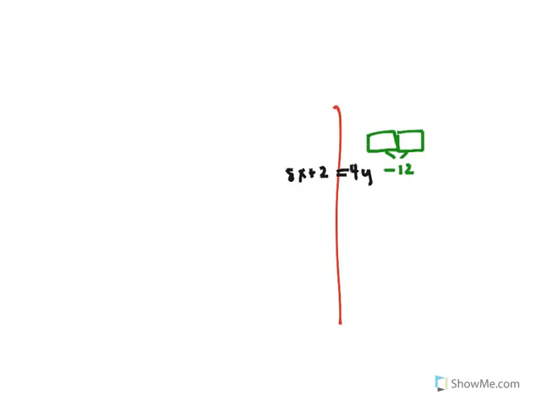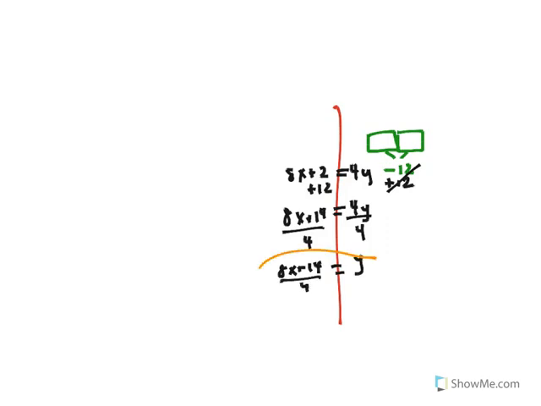Okay. Now I'm going to want y by itself. So let me move this number away from y. And I get 8x plus 14 equals 4y. Divide both sides by 4. Y equals 8x plus 14 divided by 4. Okay. We'll do this one here.